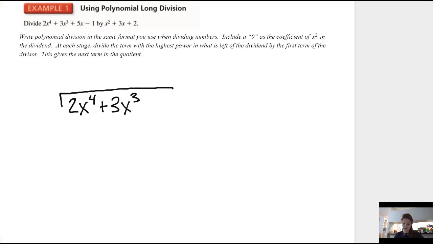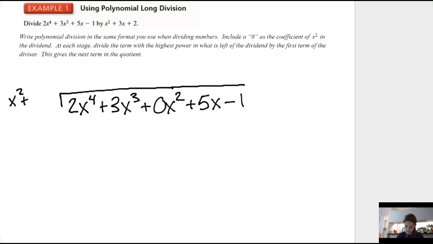After the cubic term, there should be a quadratic term, an x squared term. This polynomial has no x squared, but we need a placeholder there. So I'm going to put plus 0x squared plus 5x minus 1. The dividend is underneath the division symbol, and I'll put the divisor on the outside: x squared plus 3x plus 2. Our solution is going to be the quotient.